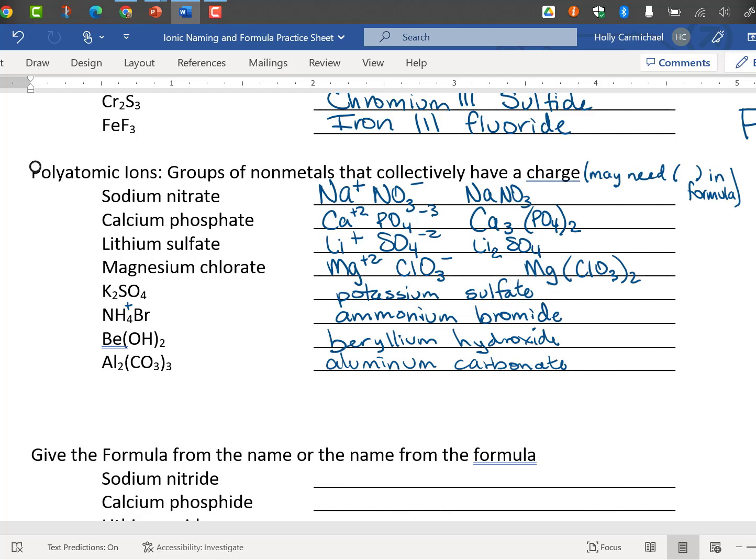So when the transition metals have a charge, that's when the Roman numeral comes into play. Correct. So for you, just remember it's iron, copper, and chromium. Okay? It's only those three that you've got to remember. Those metals are always going to have a Roman numeral because of the potential for different charges they can have.